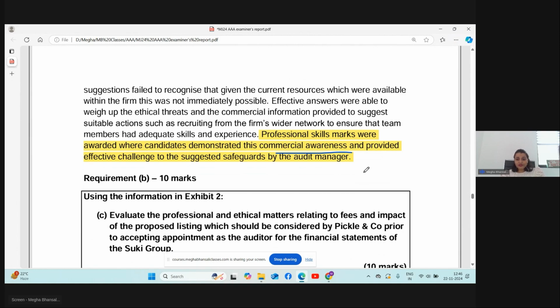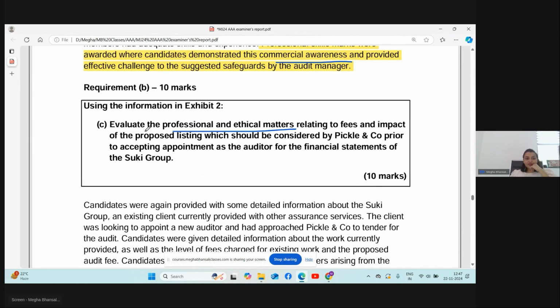So this question required a little out-of-the-box thinking, a practical, knowledge-based scenario answer. The next question said, evaluate the professional and ethical matters relating to fee and impact of the proposed listing, which should be considered by Pickleco prior to accepting appointment as auditor.